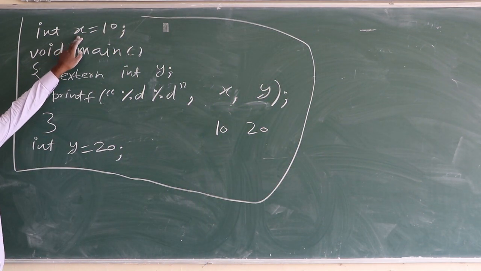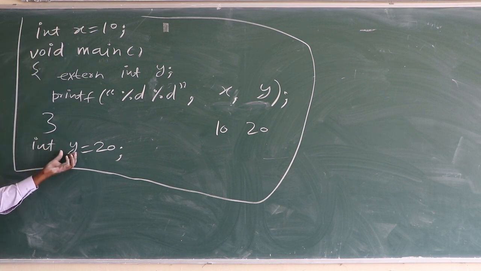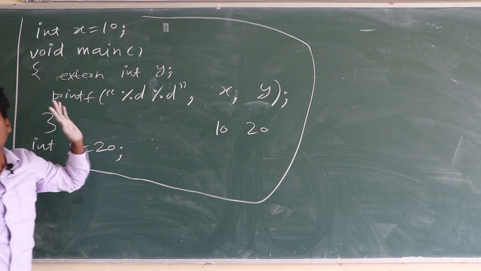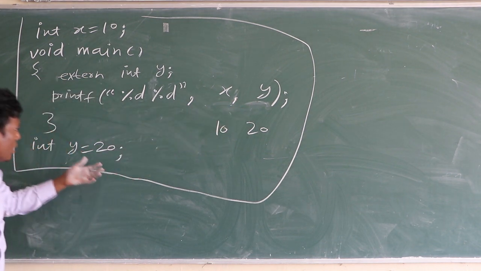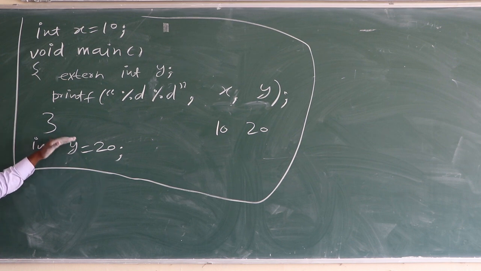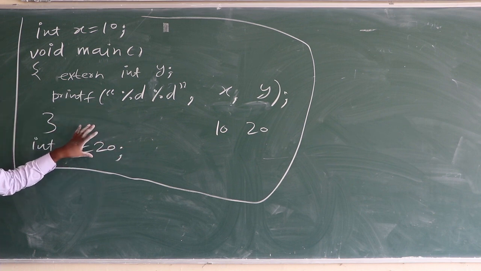This x is a global variable declared before the main, outside main. This y is also a global variable, declared outside main. And if you remove this line, there will be an error, because you are using y before declaring y. You are using y before declaring it. That's why there is an error.